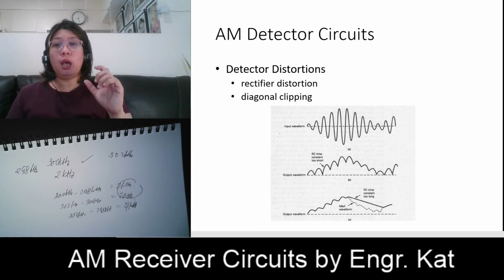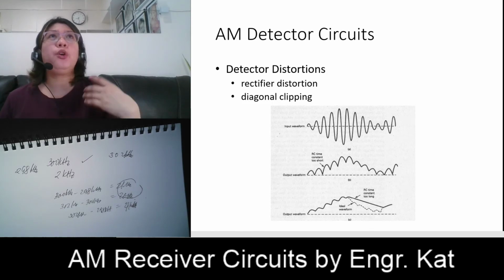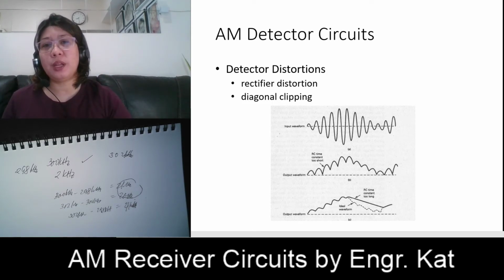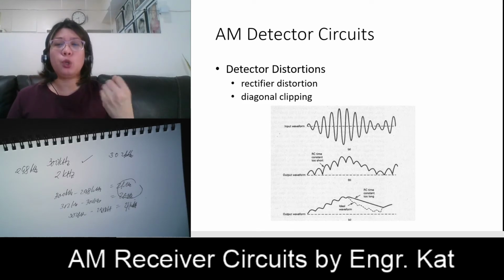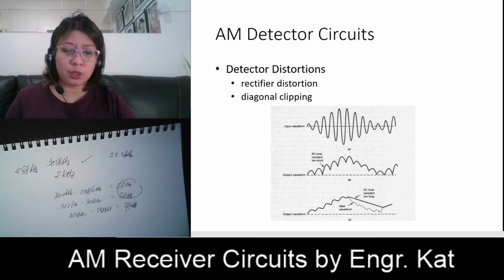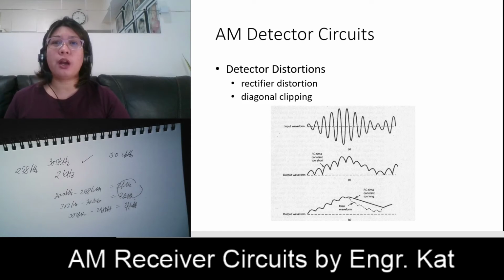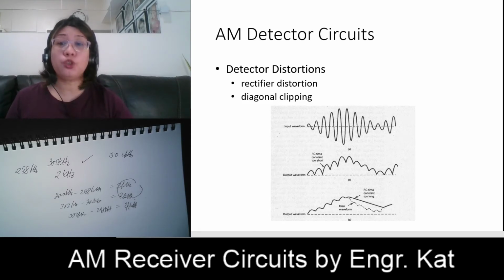However, when your time constant is very fast, we end up with diagonal clipping. That is when your RC takes very little time to charge and to discharge.